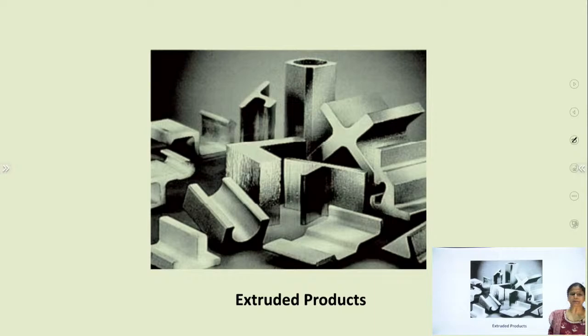So these are the typical extruded products. Various cross sections can be obtained through the extrusion process. Long bars and long channels can be obtained through the extrusion process. So these are the typical cross sections that can be obtained from the extrusion process.